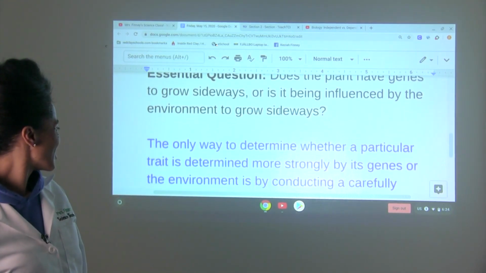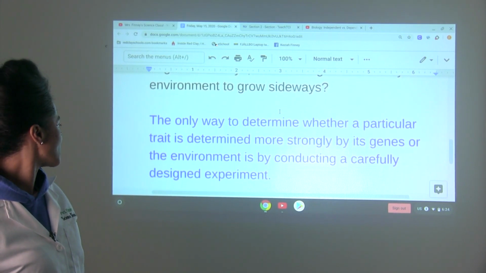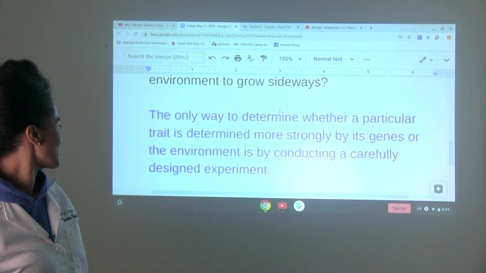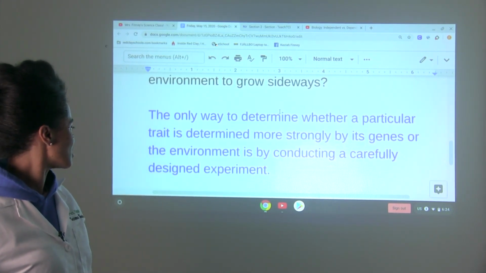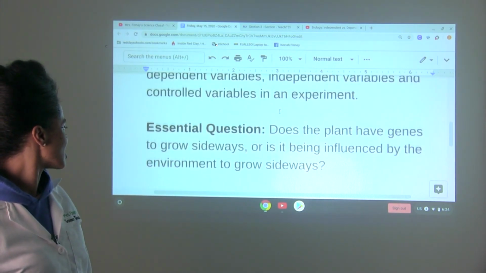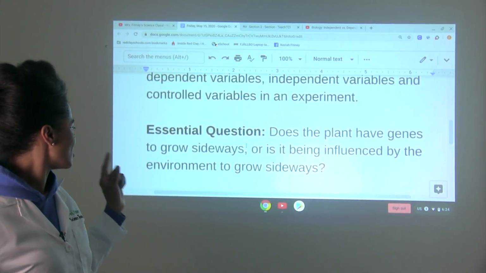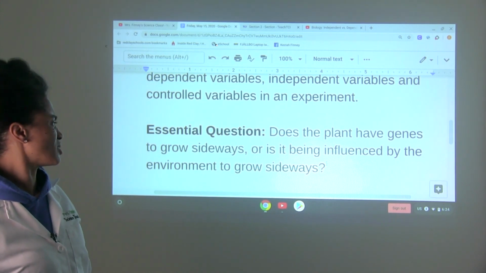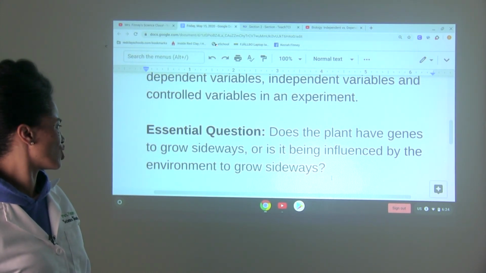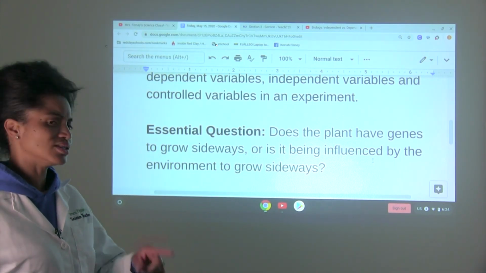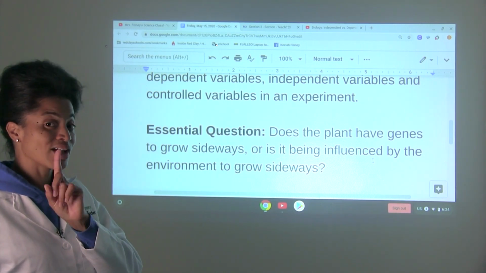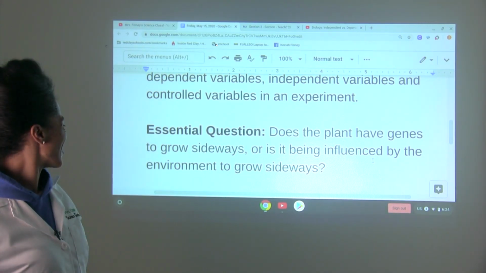All right? The only way to determine whether a particular trait is determined more strongly by its genes or the environment is by conducting a carefully designed experiment. So does the plant have genes to grow sideways, or is it being influenced by the environment to grow sideways? You would say the environment. All right, here we go.